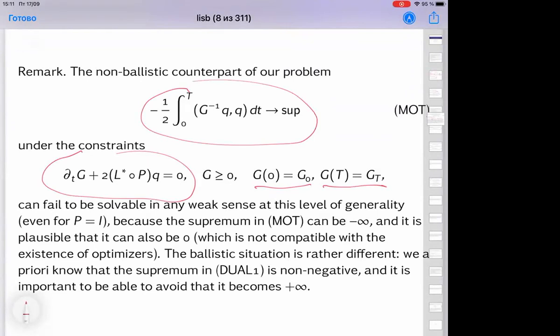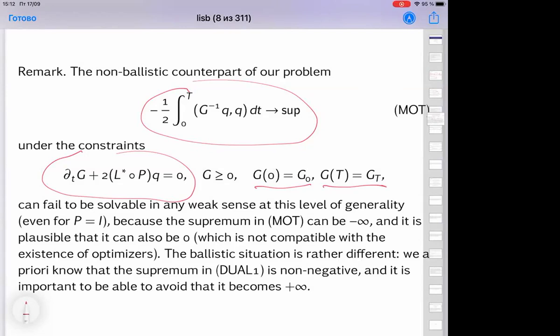Then at this level of generality, this can be unsolvable, because this sup can be minus infinity. This is too general somehow. For Hamilton-Jacobi, this gives you just classical optimal transport. But in the general case, this can be too general, and you can find easy examples where this is not solvable.